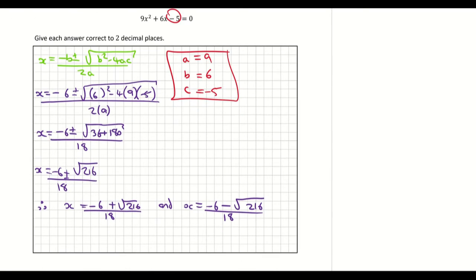So I have my 2 answers, the plus value and the negative value. Typing both those into my calculator, and just read the top of the question again. It said to 2 decimal points. So I get 0.48 and I get minus 1.15. And that's question 6 finished.